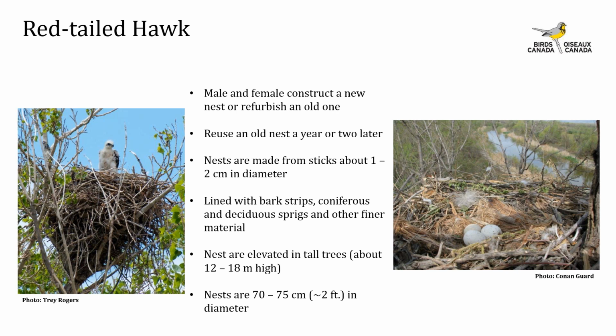The nests are constructed from sticks about 1 to 2 centimeters in diameter, and the nest is lined with strips of bark, deciduous and conifer sprigs, poplar catkins, and other fine material. The nest sites are in elevated areas, usually in the crown of tall trees, and nests are found to range about 12 to 18 meters high. The nests themselves are about 70 to 75 centimeters in diameter, or just over 2 feet.